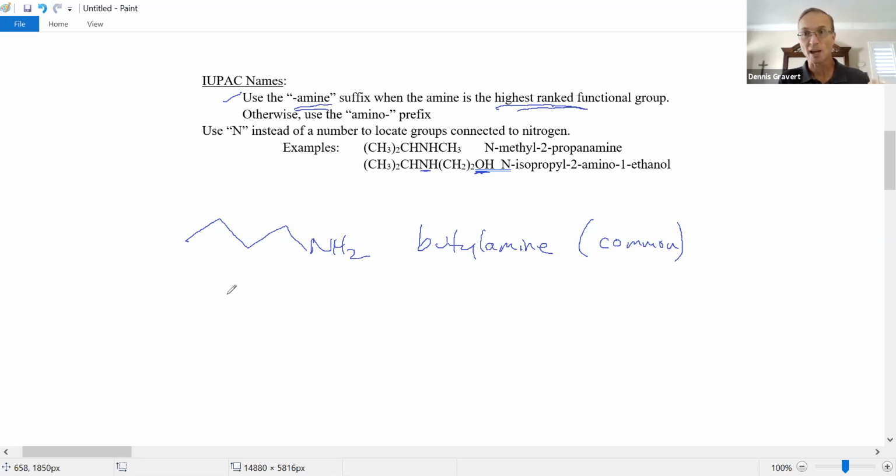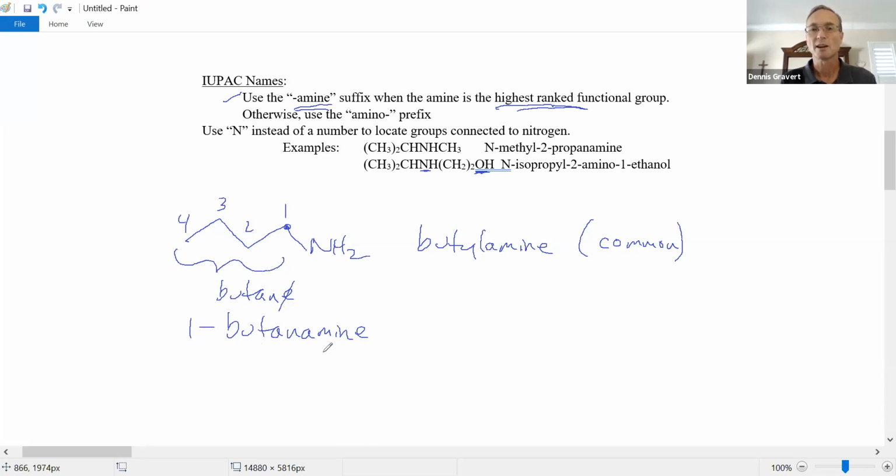Someone else might want to use the IUPAC name. So find the longest chain with the most important functional group. It's a chain of 4, that's butane. Add the suffix. So you drop the e and add amine. So this is butanamine. Step 3 is to number the chain, closest to the most important group. Here's carbon 1, 2, 3, 4. So you put a 1 right next to the suffix.